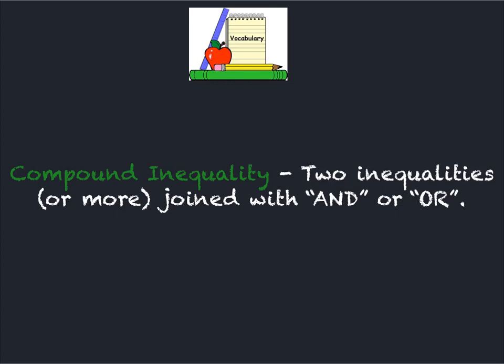So this takes us to compound inequalities. Compound inequalities are going to have that and and that or as compound statements. A compound inequality is two inequalities or more that are joined with that and or that or. And we'll see how that translates with inequalities instead of just statements in a moment.